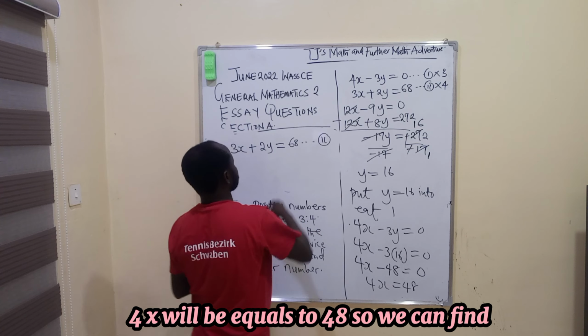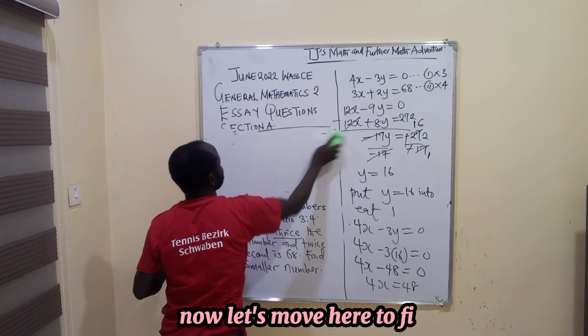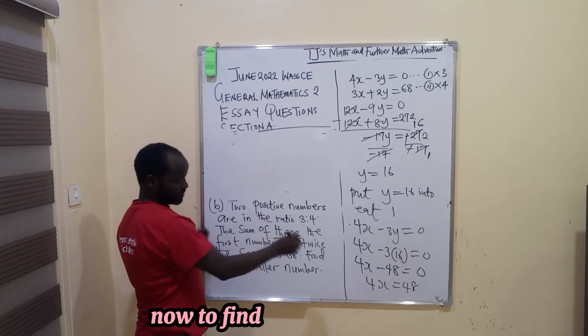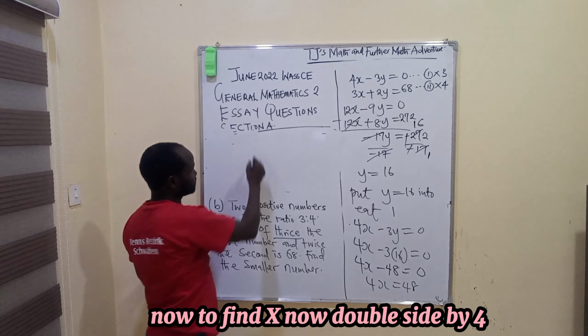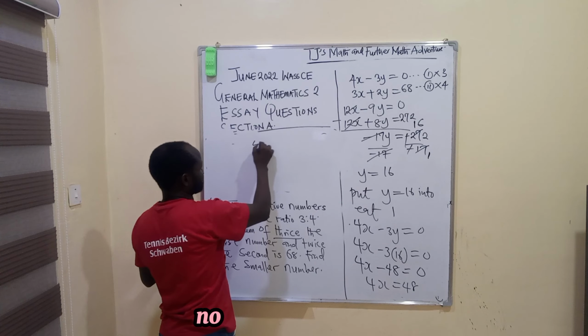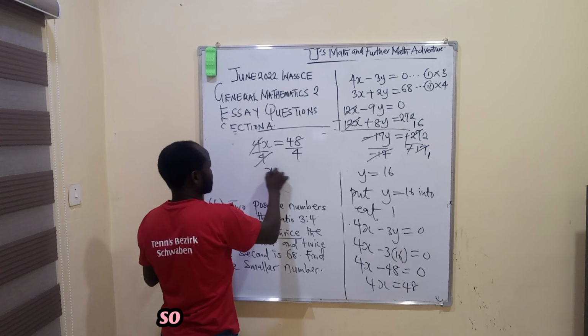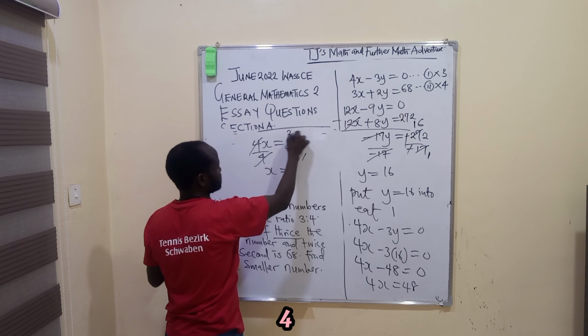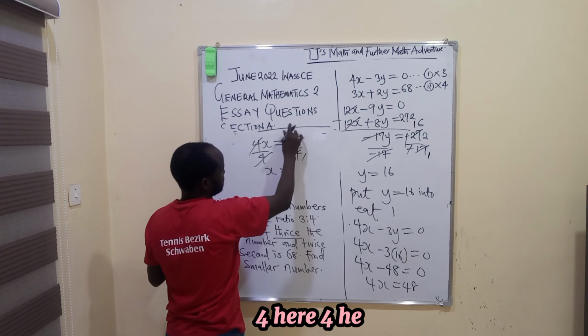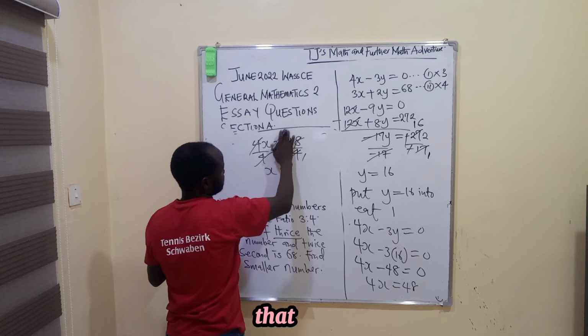So we can find x now. To find x, we divide both sides by 4. That will be 4x equals 48. Divide both sides by 4. So x will be equal to 12, since 4 times 12 is 48.